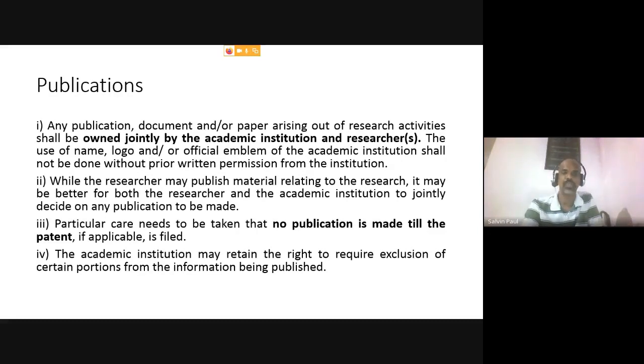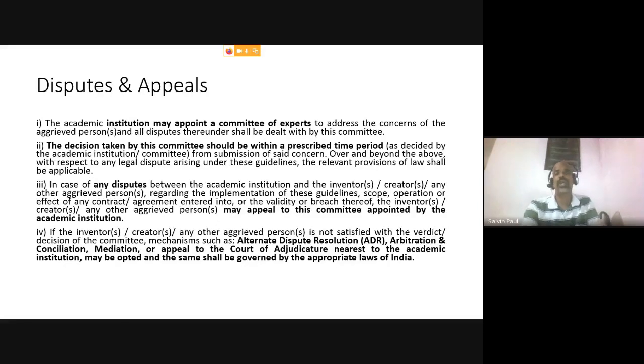You understand? Regarding any disputes that emerge from ownership questions because of the invention or licensing between and among the academic institution, funders, research scholars, etc., a committee of experts needs to be formed in the academic institution, and that committee will examine and try to mitigate and resolve the issue within the institution. If it is not able to be resolved within the institution, then it can be taken to an alternative dispute resolution mechanism, such as arbitration, conciliation, mediation, or an appellate court, etc., nearest to the academic institution.